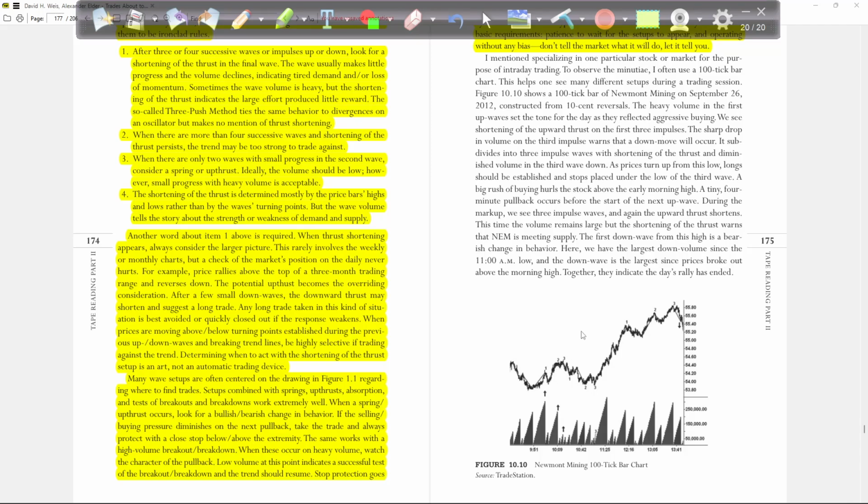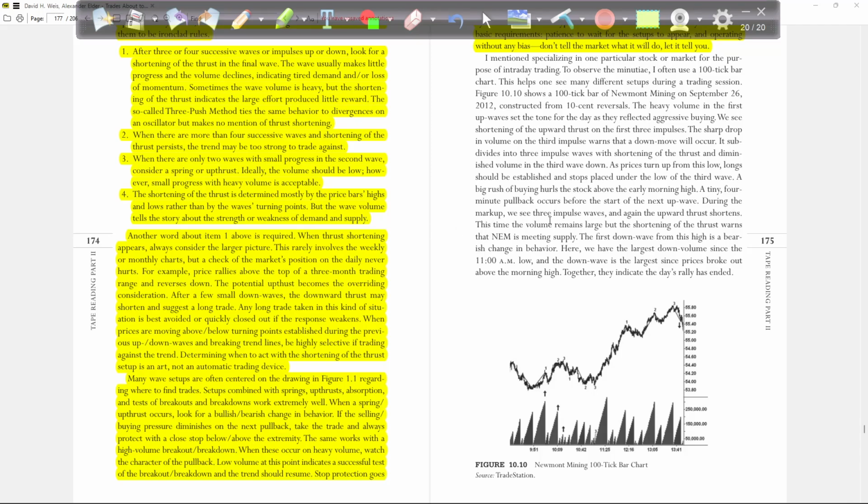One, two, three. The sharp drop in the volume on the third impulse warns that a down move will occur. It subdivides into three impulse waves with shortening of the thrust and diminished volume in the third wave down. As prices turn up from this low, longs should be established and stops placed under the low of the third wave. A big rush of buying hurls the stock above the early morning high. A tiny 4-minute pullback occurs before the start of the next up wave.